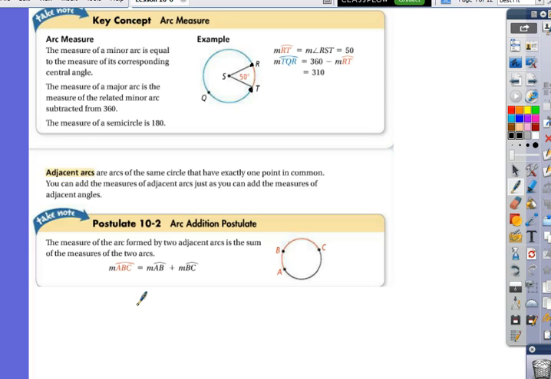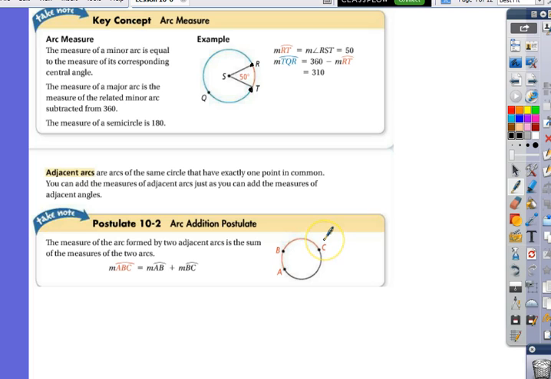Okay. Do you remember how when we were doing segments, if we had 2 segments right next to each other, we could add them together and get the length of the big segment? And that was called segment addition. And if we had 2 angles right next to each other, we could add them together and get the whole big angle. Well, it works the same with arcs. If we have 2 arcs that are right next to each other, we can add them and get the whole big arc. So the measure of arc ABC, this whole red arc right here, can be found if you know the measure of AB and the measure of BC. You can just add them together to get ABC. So there is an arc addition postulate.